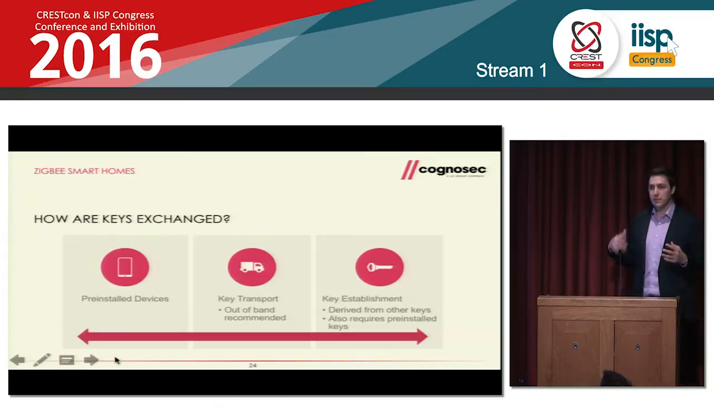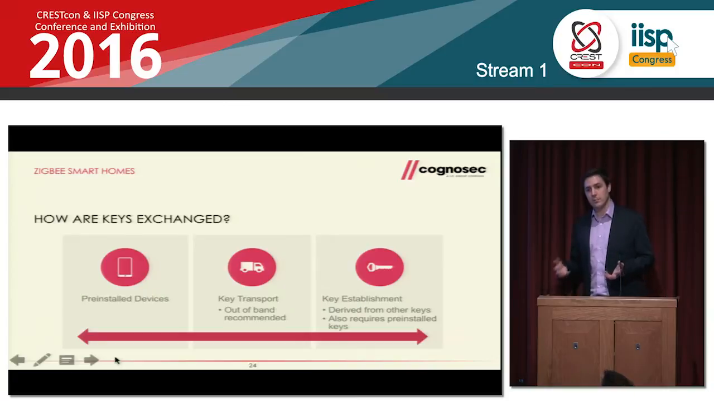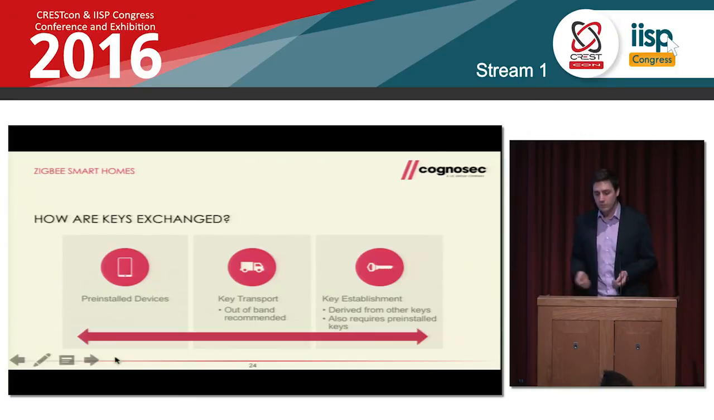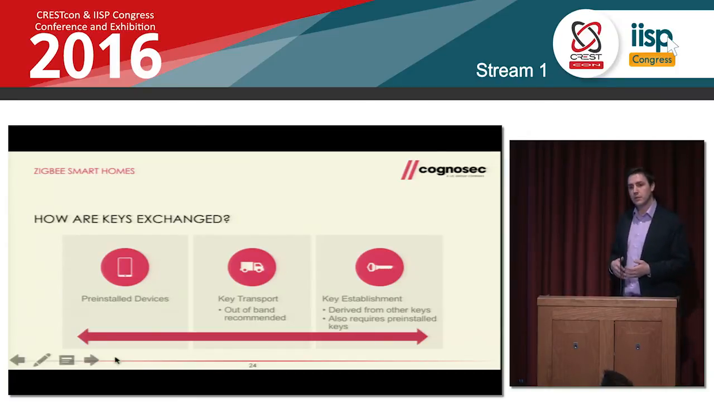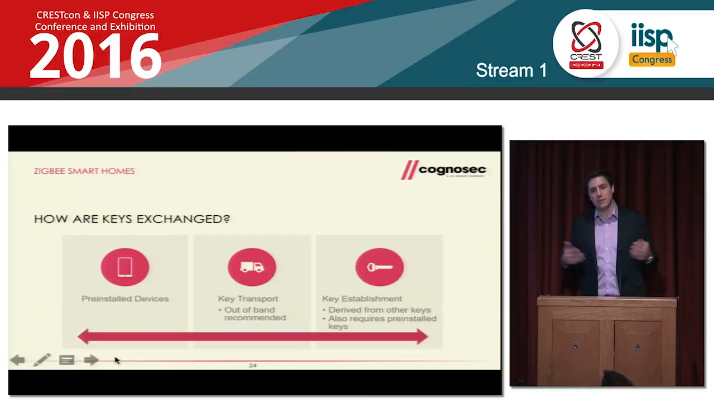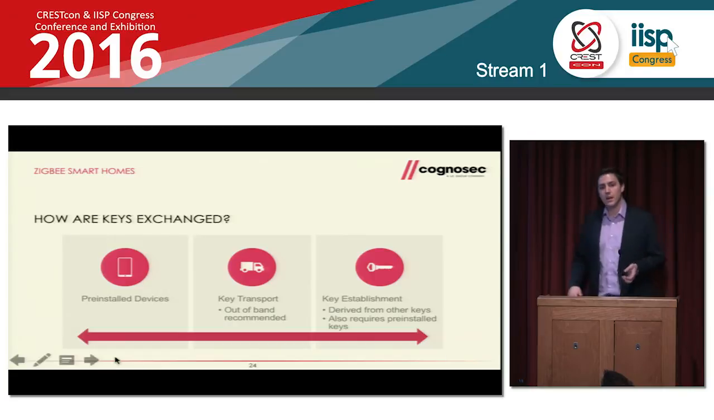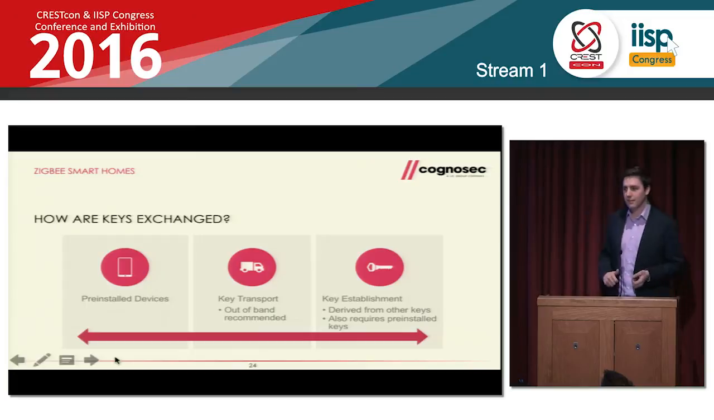ZigBee provides 3 measures. You can either pre-install them. You can do a key transport, which means doing it over a cable, or whatever. Just do it out of band, don't do it on the wireless channel. And you can also use key establishment and derive the actual network keys from master keys. But in my opinion, this is just the same as pre-installed in devices. So it's actually 2, but the specification says 3.